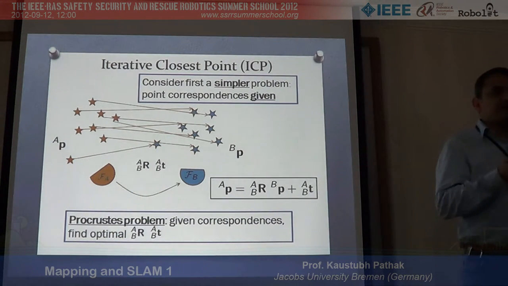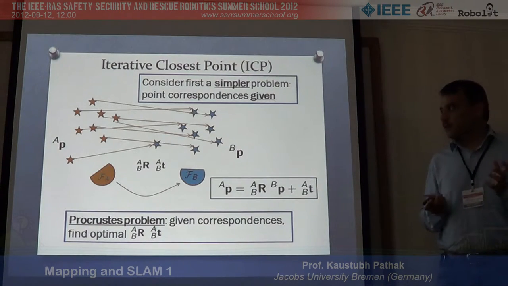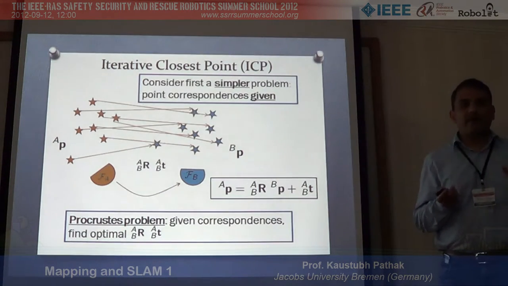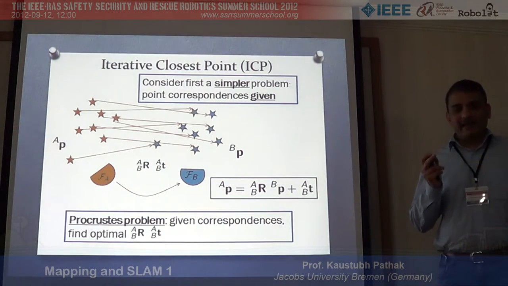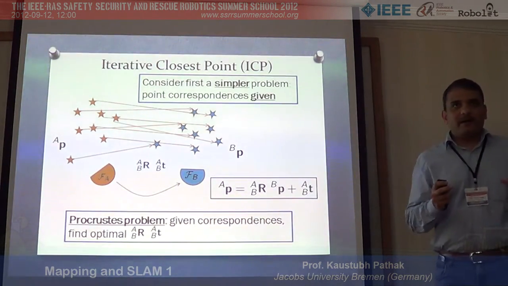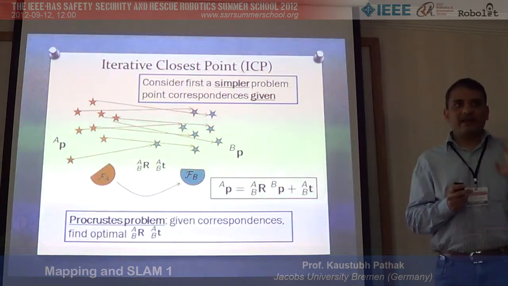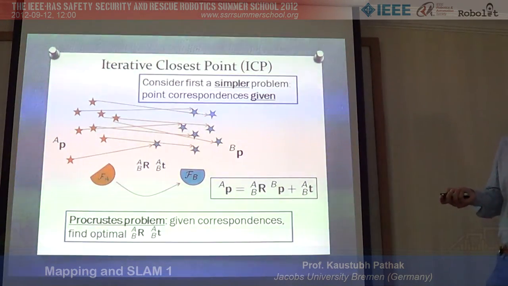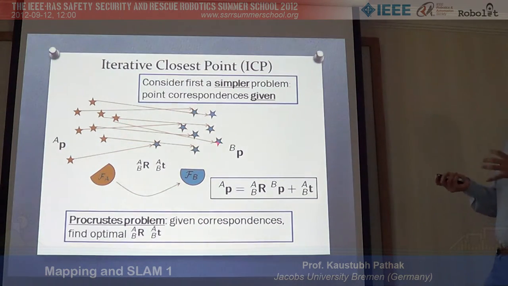The name Procrustes comes from ancient Greece, where this was a robber who used to kill his victims by trying to fit them on an iron bed, I think. So it's a really gruesome story, but this name has stuck. So you're trying to fit one point cloud into another.